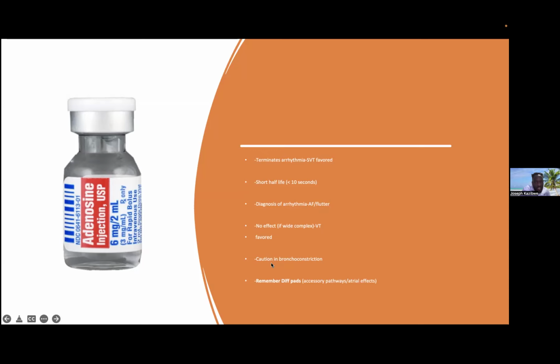Should be conscious. In people who are asthmatic, adenosine can make bronchoconstriction worse. Remember to have defibrillation pads whenever you're doing that test, because although it makes accessory pathways slicker, it also acts on the atria, and the effect is that it can induce AF, which can go down. So always do it in a safe environment.